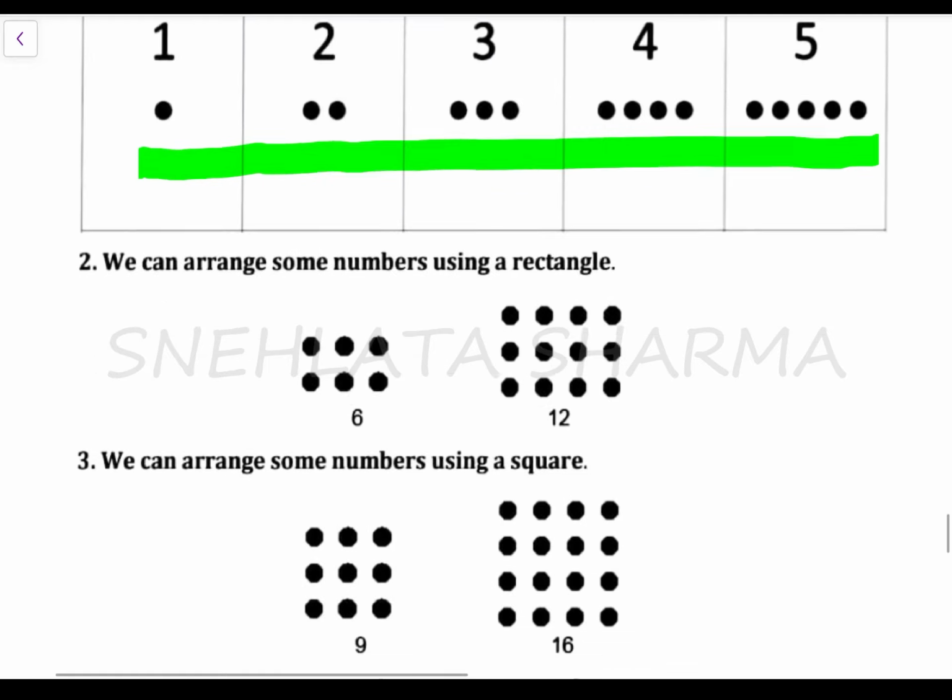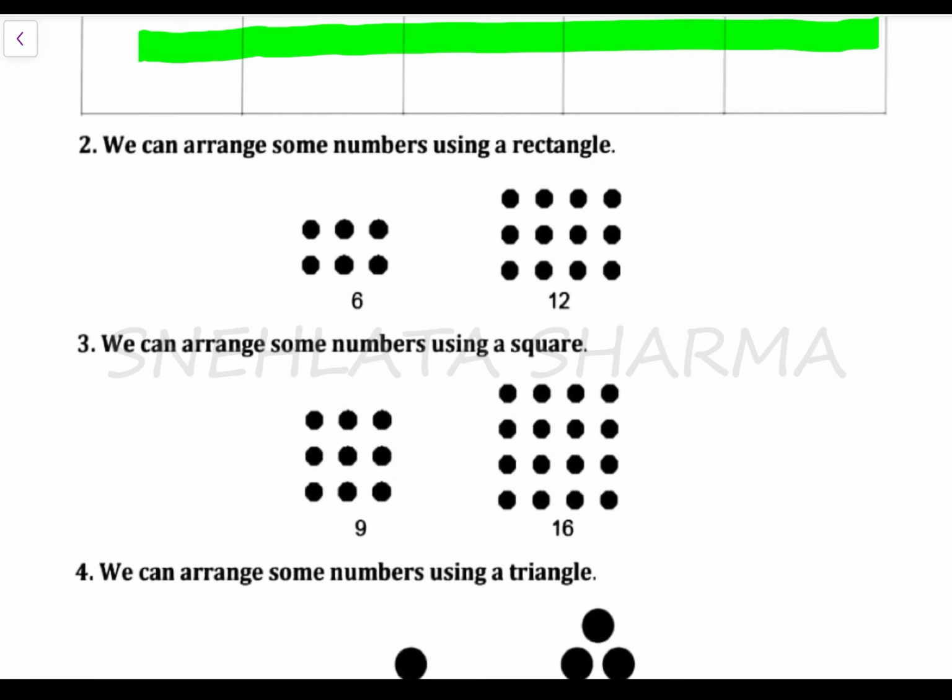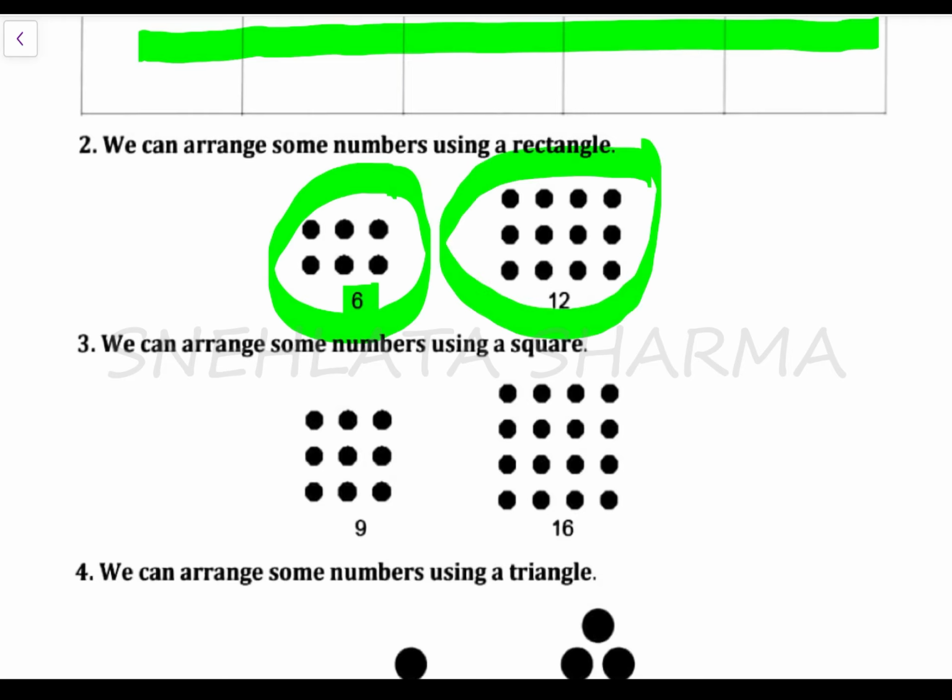In the next example, we are arranging numbers using rectangles. 6 we can arrange in rectangular form like this. Similarly, 12 can be arranged like this. Here we arranged 3 dots in a row and 4 dots in a column. So this is a rectangular array.